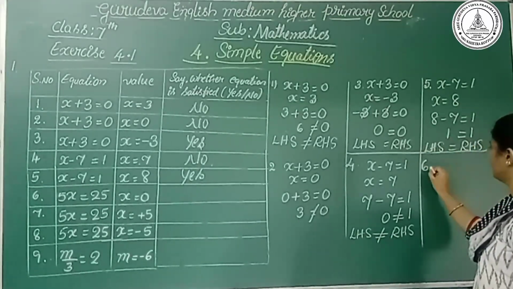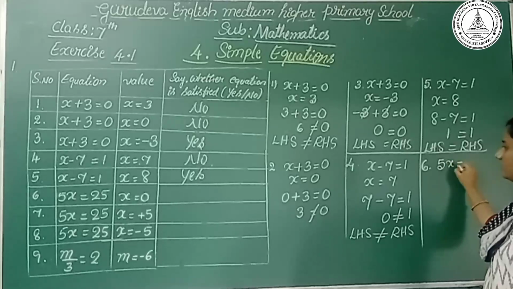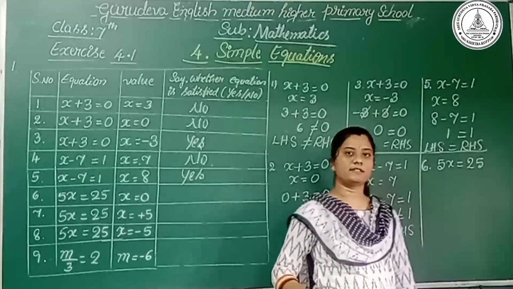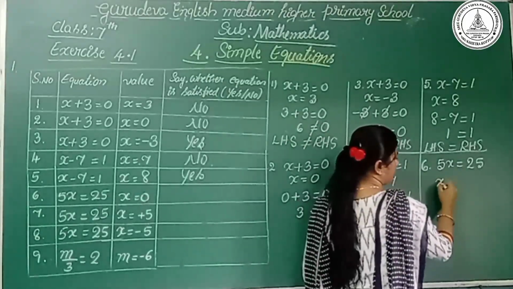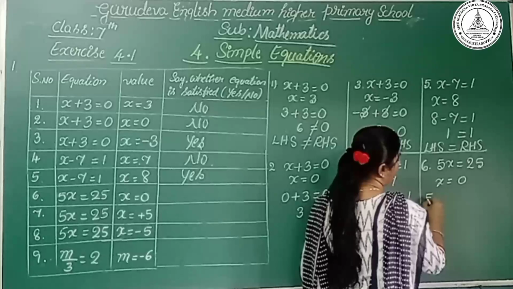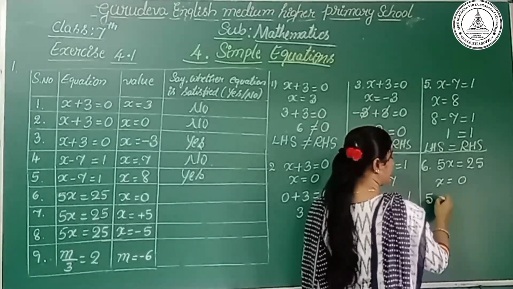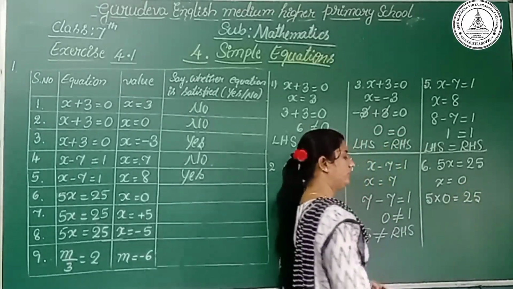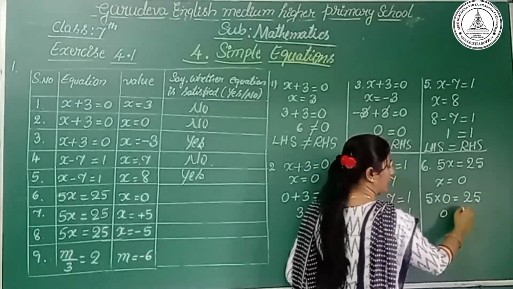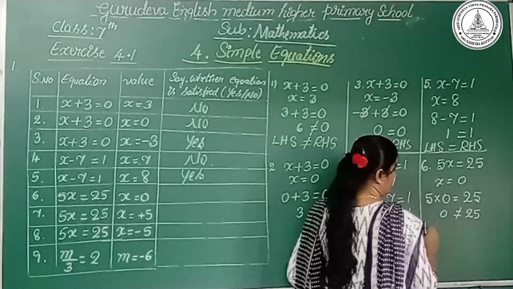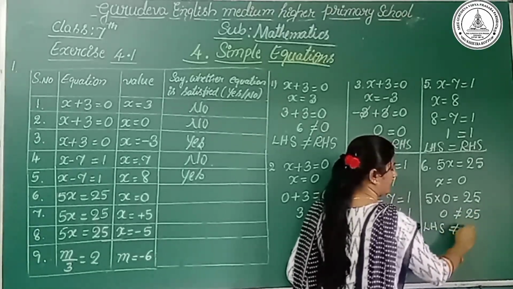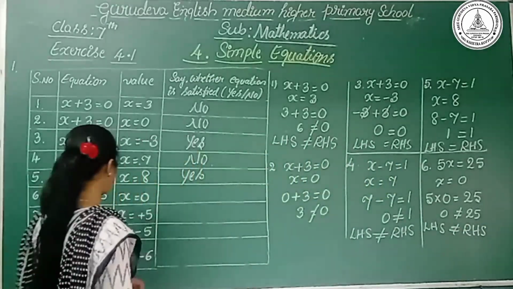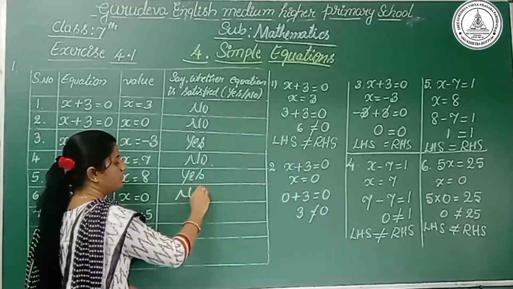The equation is 5x is equal to 25, and the value given is x equals 0. Here 5x means 5 into x, that is 5 into 0, which is equal to 25. So 5 zeros are 0, which is not equal to 25. So LHS is not equal to RHS. The given equation is not satisfied for the value x equals 0.